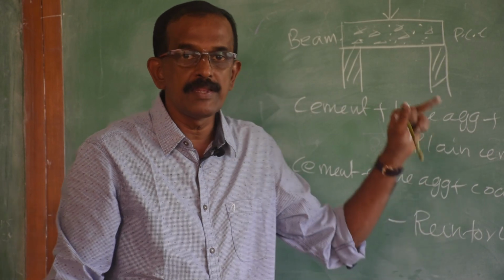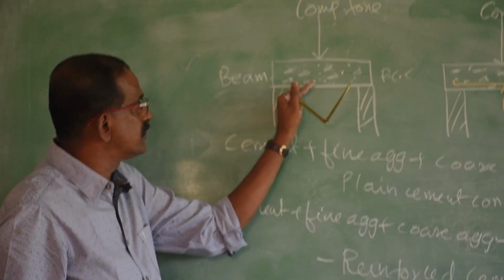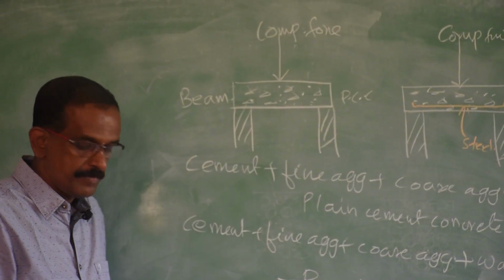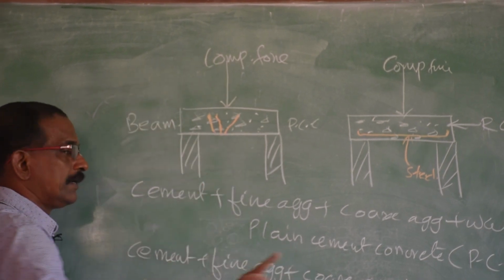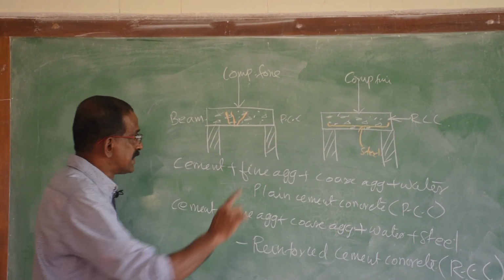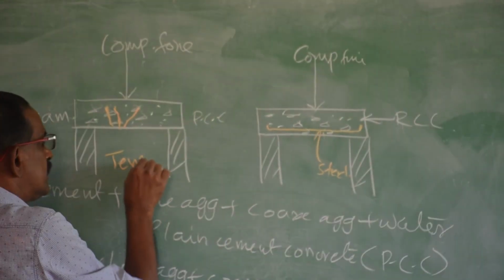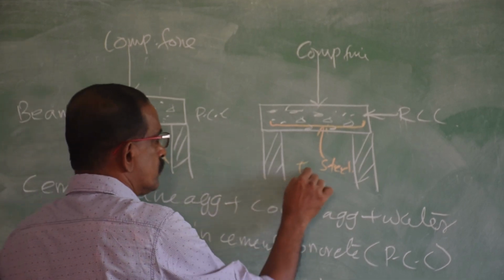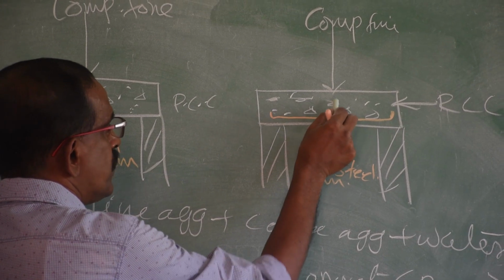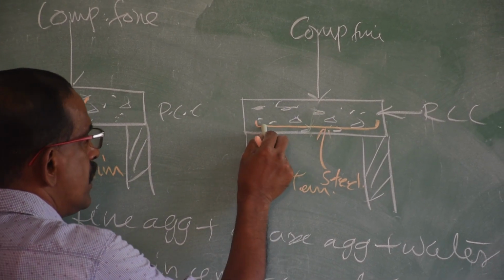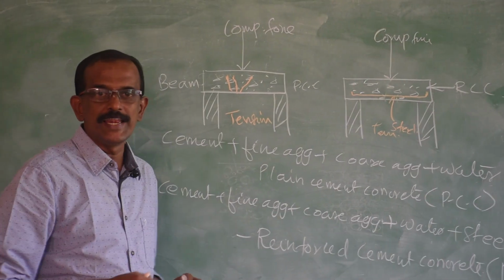Same thing will happen here also. When you apply a compressive force at the center of a P.C.C. beam, failure will develop from the bottom. This beam will fail, definitely it will collapse. But here you see, if you apply the compressive force, the bottom region will be under tension. Here also there will be tension, but there will not be any failure. That crack, that failure will be arrested by the steel rod. That is the purpose of steel in concrete.